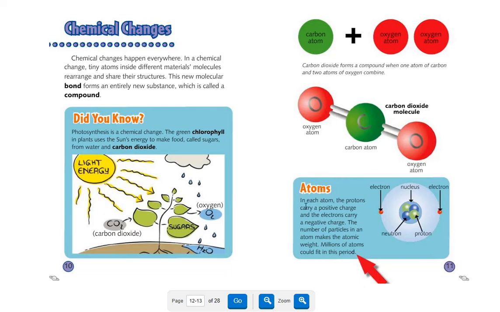Speaking of atoms, in each atom, the protons carry a positive charge and the electrons carry a negative charge. The number of particles in an atom makes the atomic weight. Millions of atoms could fit in this period. Yes, atoms are very, very tiny indeed.